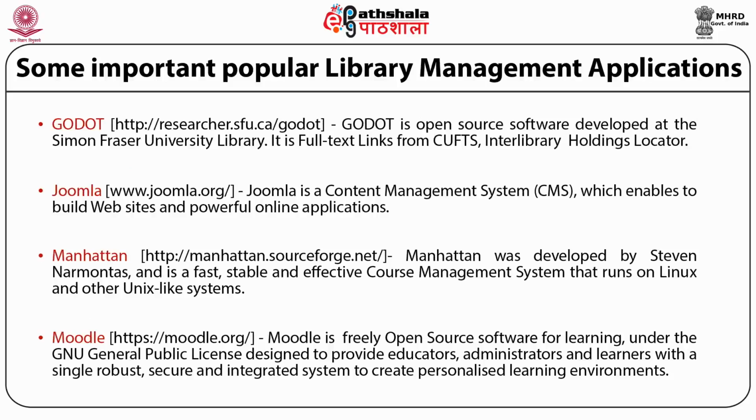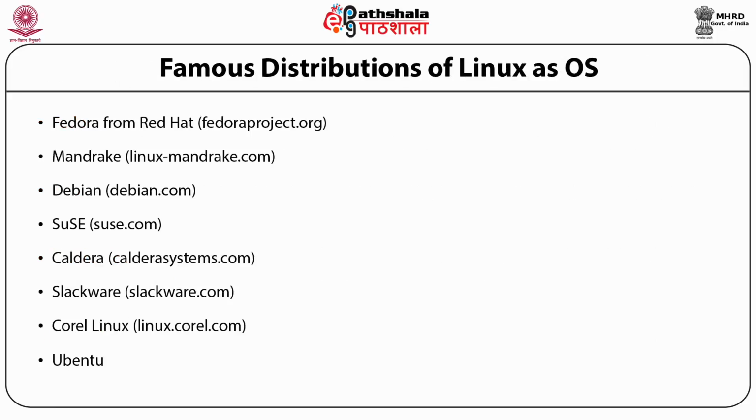Then other tools and applications, Godot, Manhattan, Moodle. Moodle is also an open source software for learning, that is an e-learning platform model. And the virtual classrooms are there from Manhattan. So I have listed a few of the library software which is used as automation software, as digital library software, as well as the other applications or services used in libraries.